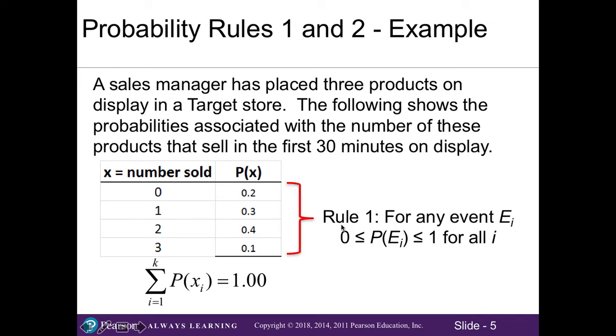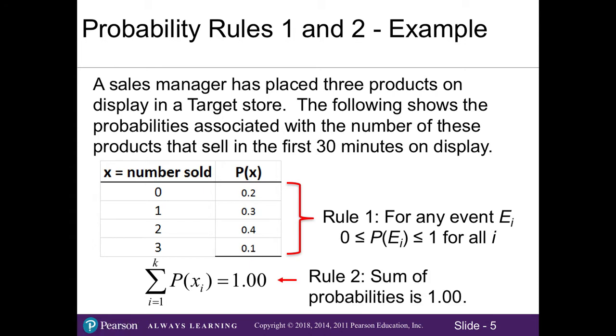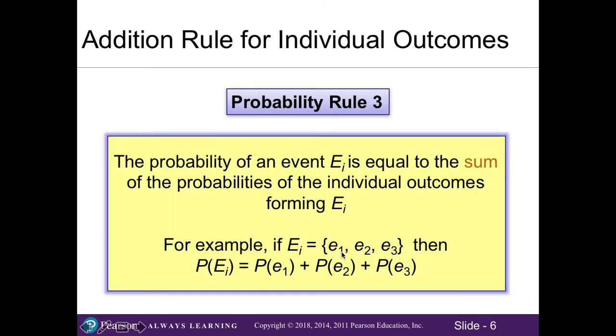So here's rule number 1, in that for any event of interest, our probability of it occurring will be somewhere between 0 and 1. So you can see each of our probabilities here are between 0 and 1. According to rule number 2, if we add up all our probabilities, all our possible outcomes, it should equal 1.